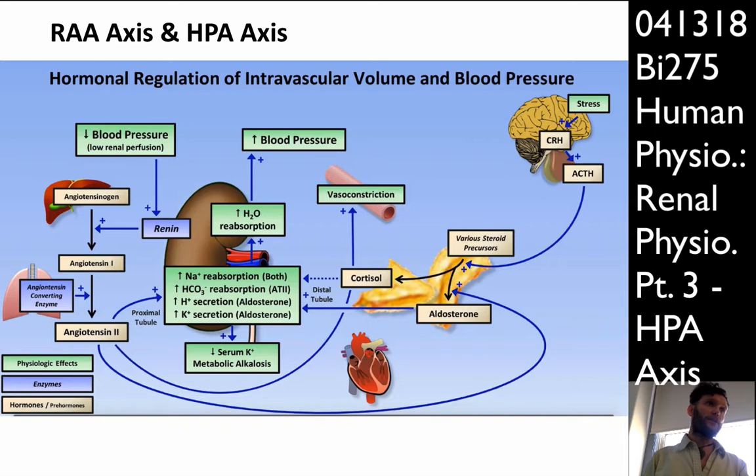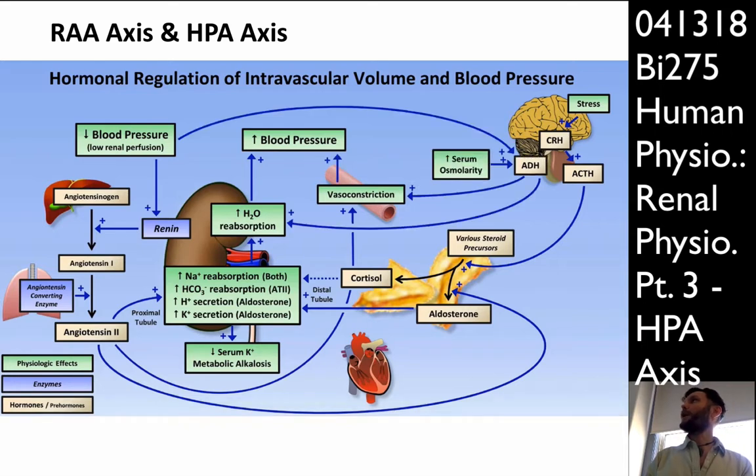You guys still with me? Lots of arrows appearing here. We're working through it though. All right. So let's add in the part about ADH that we just talked about. The last piece of the puzzle.